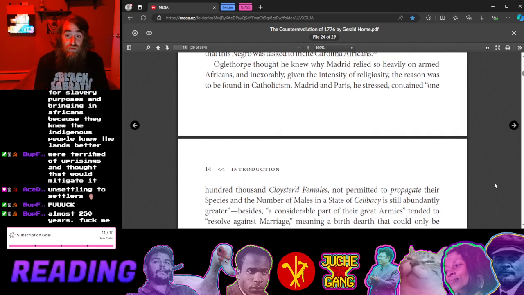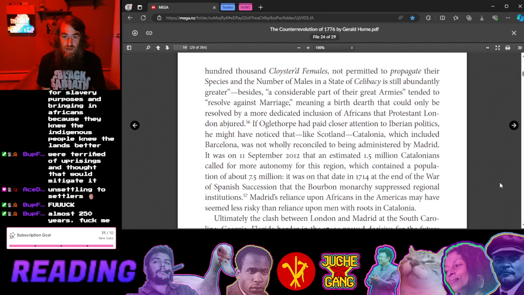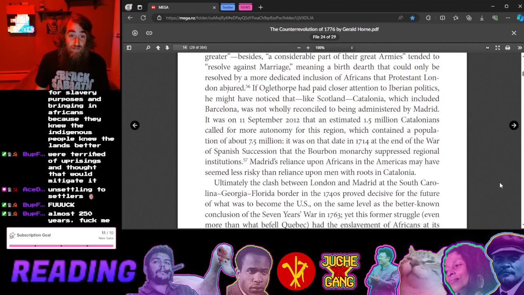Oglethorpe thought he knew why Madrid relied so heavily on armed Africans, and it was the intensity of religiosity. The reason was to be found in Catholicism. Madrid and Paris, he stressed, contained 100,000 cloister females, not permitted to propagate their species, and the number of males in a state of celibacy is still abundantly greater. Besides, a considerable part of their great armies tended to resolve against marriage, meaning a birth dearth that could only be resolved by a more dedicated inclusion of Africans that Protestant London abjured.